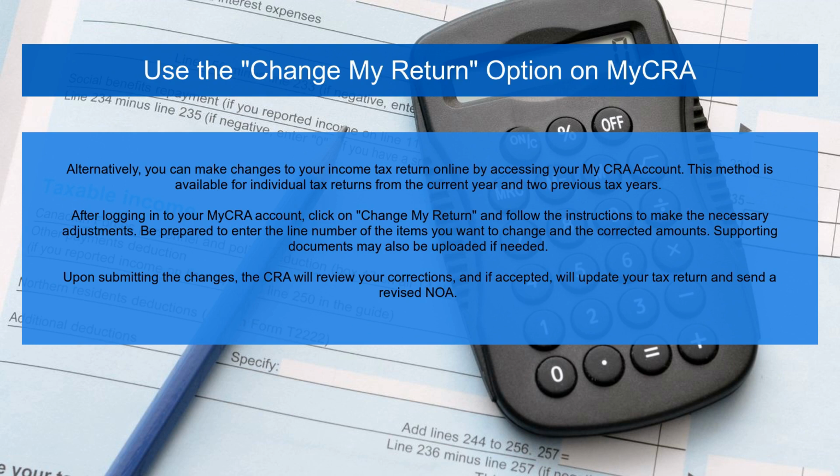Alternatively, you can make changes to your income tax return online by accessing your MyCRA account. This method is available for individual tax returns from the current year and 2 previous tax years. After logging into your MyCRA account, click on Change My Return, and follow the instructions to make the necessary adjustments. Be prepared to enter the line number of the items you want to change and the corrected amounts. Supporting documents may also be uploaded if needed. Upon submitting the changes, the CRA will review your corrections, and if accepted, will update your tax return and send a revised NOA.